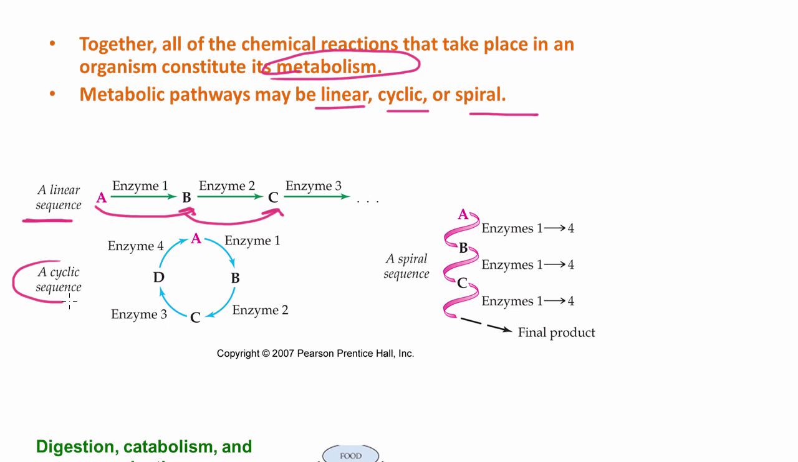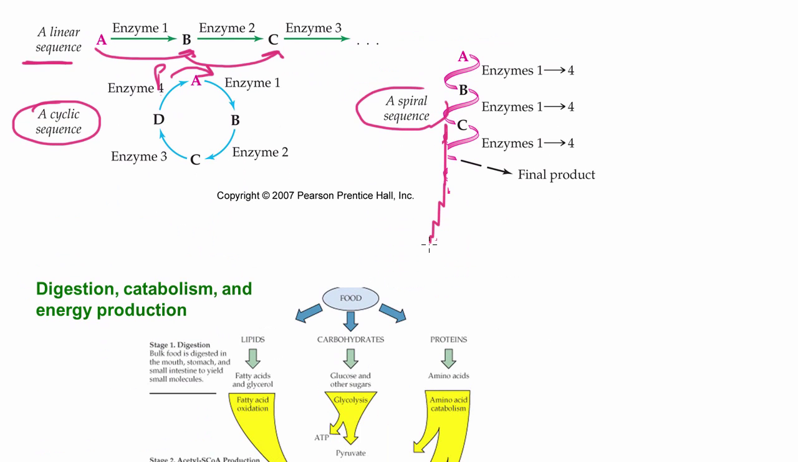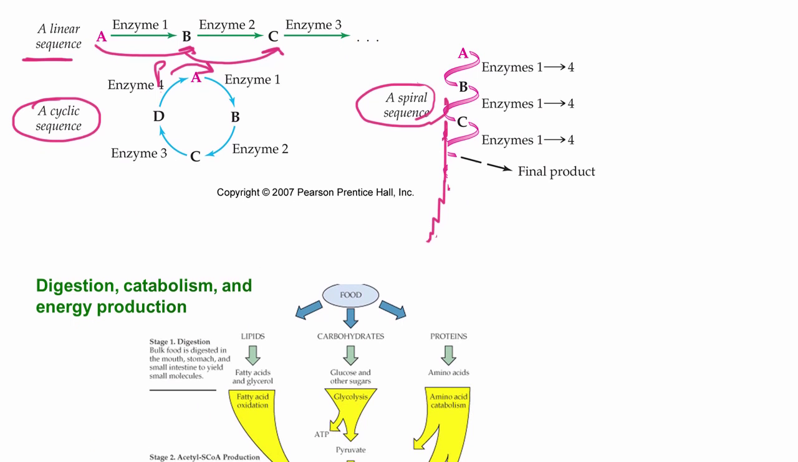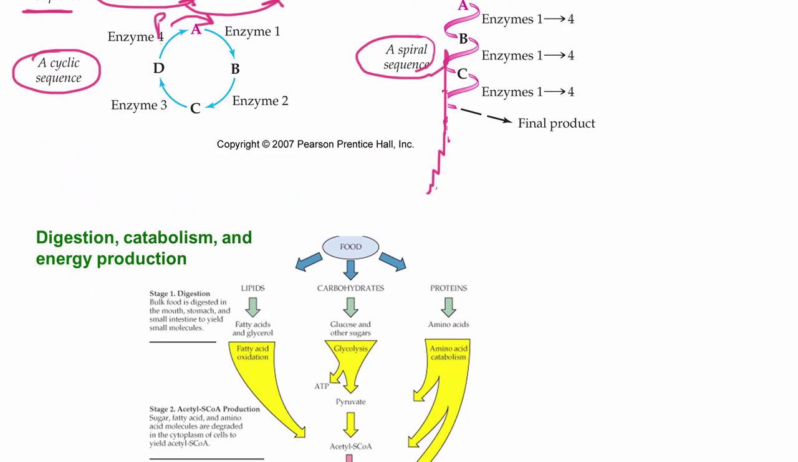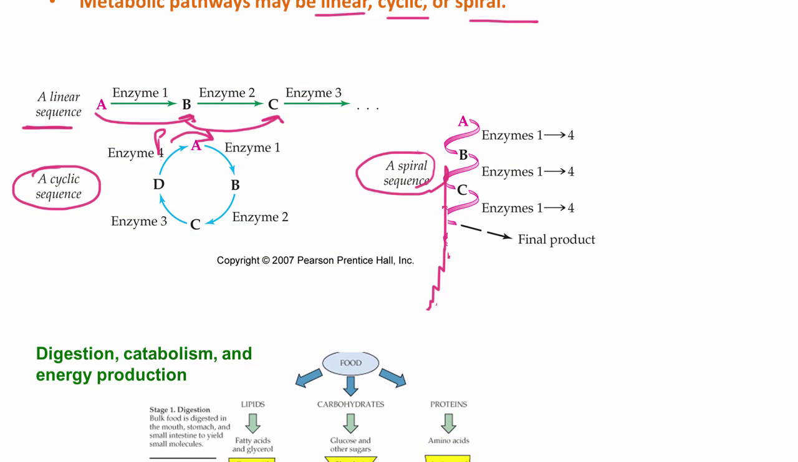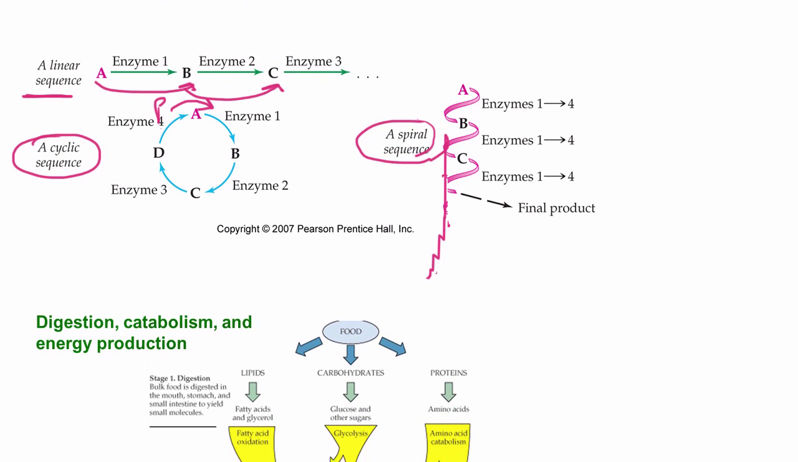A cyclic sequence, we're going to talk about one of those later, the citric acid cycle. In a cyclic sequence, there are several steps, and the product in the last step is the reactant in the first step of the next round of the cycle. And then we have spiral sequences. I'll show you that a little bit later when we get to fatty acid oxidation. If I explain to you what it is now, you're going to forget by the time we get there.